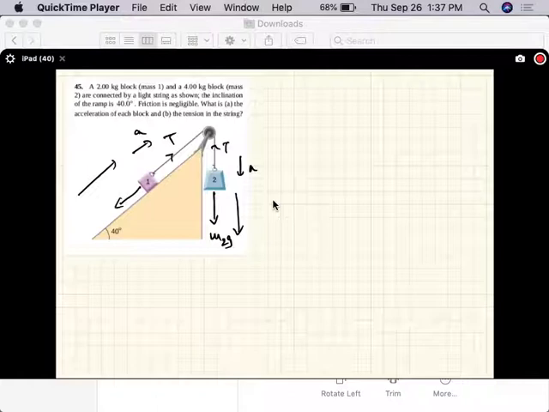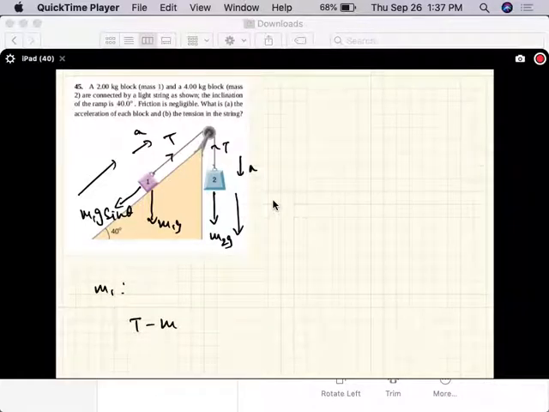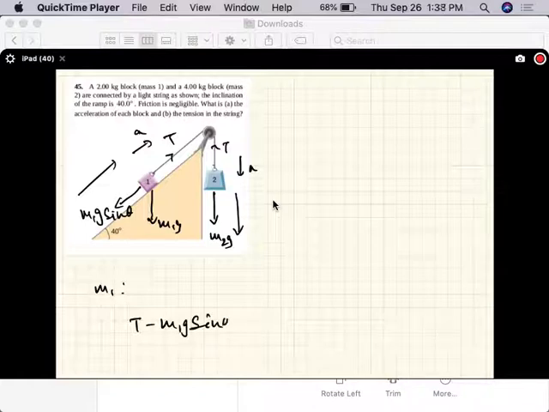And remember this is m1g. The component that's relevant is m1g sine theta. Okay. So for block 1, T minus m1g sine theta is equal to m1 times a.